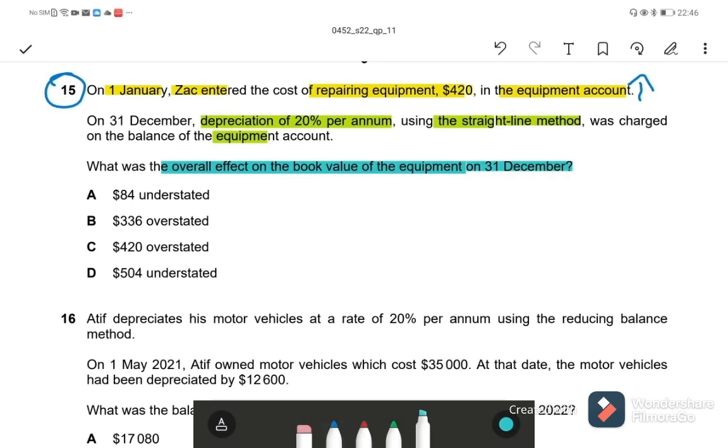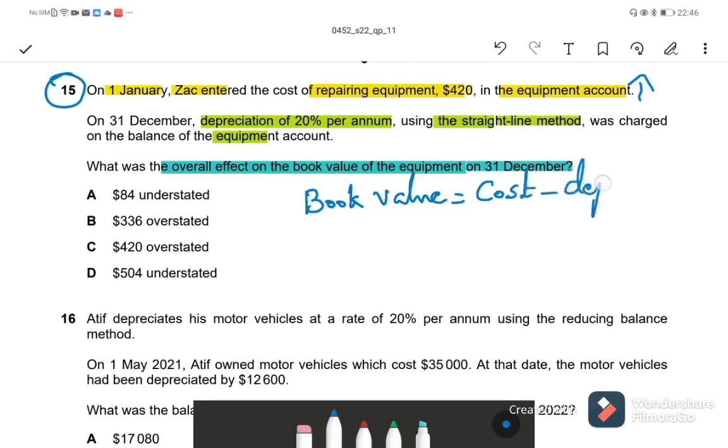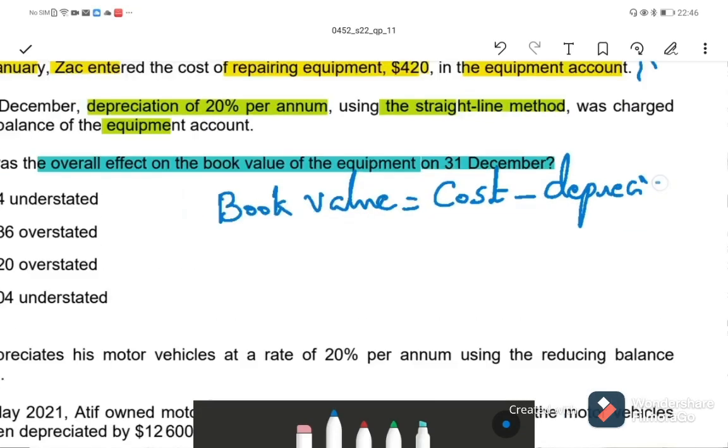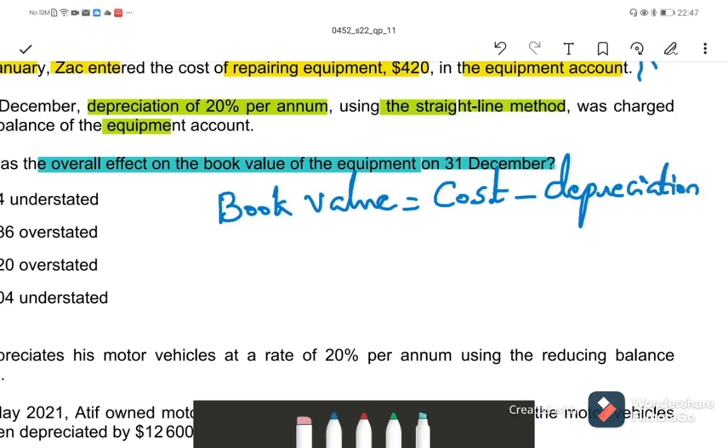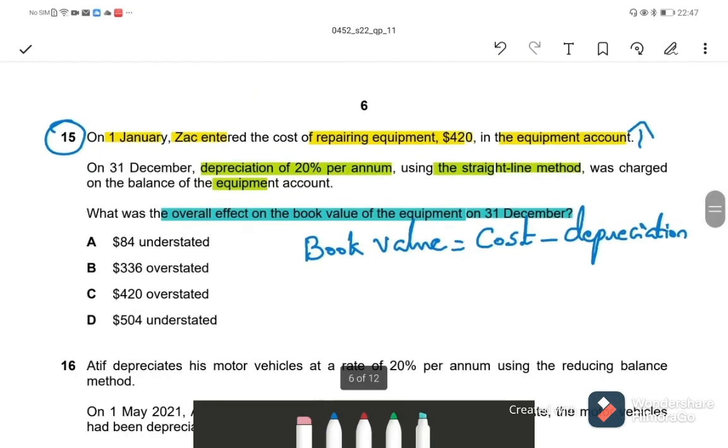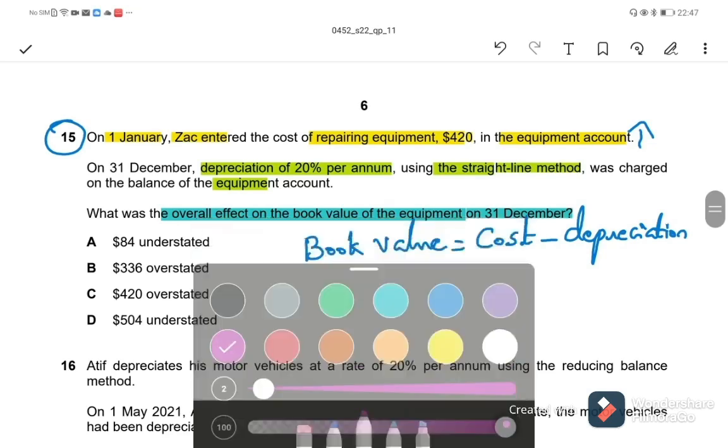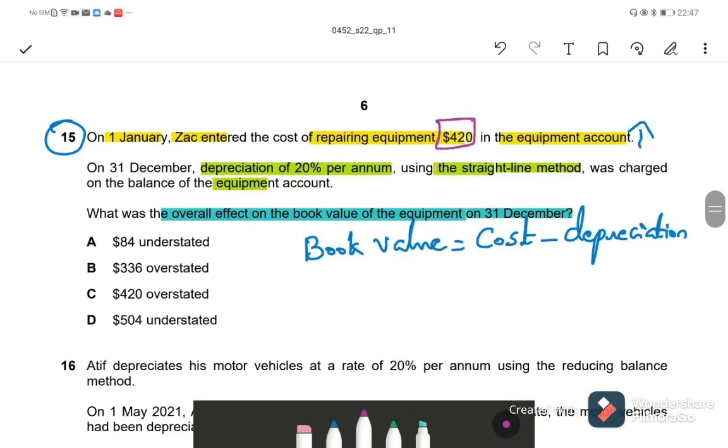Book value is equal to cost minus depreciation. Here the cost is added by mistake. How much is the cost added? Here the cost is added 420 extra. So plus 420, that is overstated.